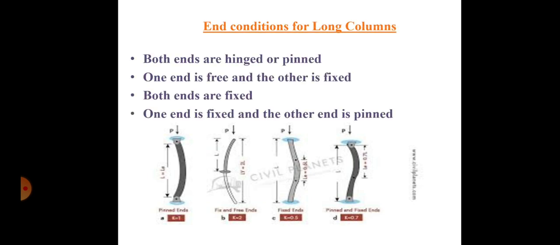There are four important end conditions for long columns. Okay, these four conditions are shown in the diagram. First one is both ends are hinged. Both ends hinged means both ends are pin jointed. The second condition is one end is free and the other end is fixed. The third condition is both ends are fixed. And the last one is one end is fixed and the other end is pin jointed. These are the four important conditions for long columns.